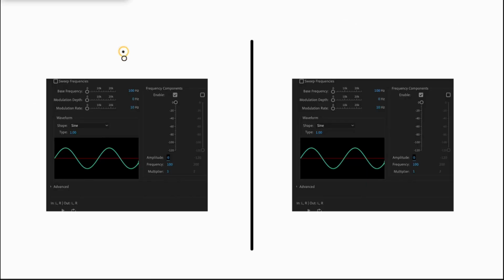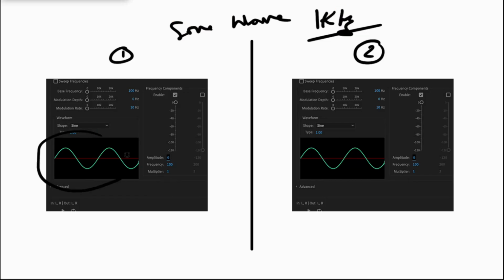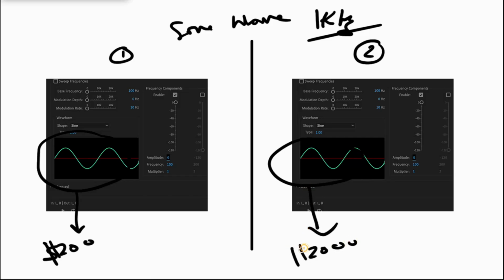Now you see these two waveforms on the screen. A standard sine wave at 1 kHz. Number 1 is a sine wave from a $200 solid state amp, and number 2 is a sine wave from a $2,000 tube amp. Now immediately you'll think that this is the better one because it's more expensive.